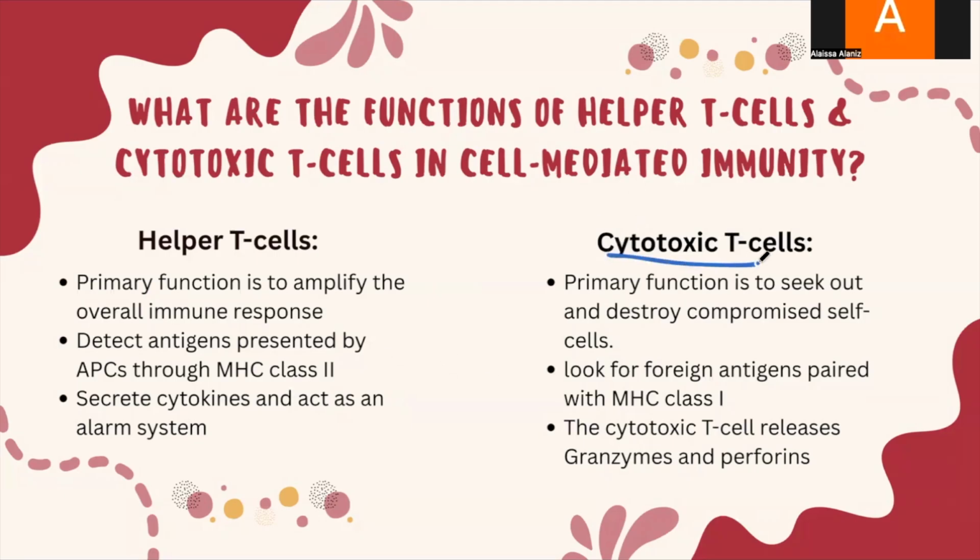Cytotoxic T cells recognize foreign antigens presented on MHC class I molecules. Once they identify a target, they release perforin and granzymes. Perforin creates pores in the target cell membrane, allowing granzymes to enter and trigger apoptosis, or programmed cell death.